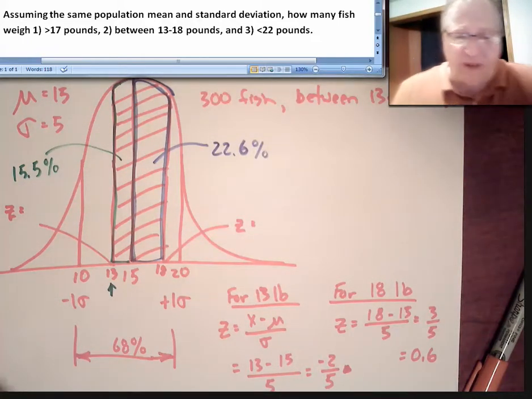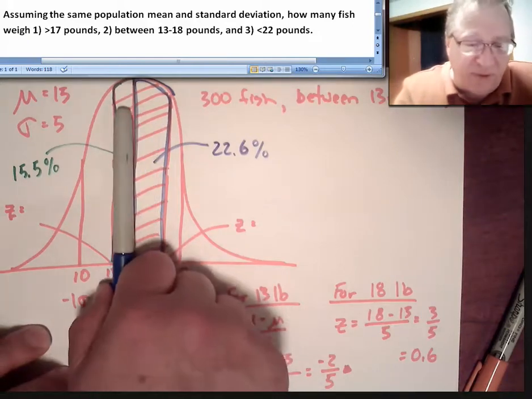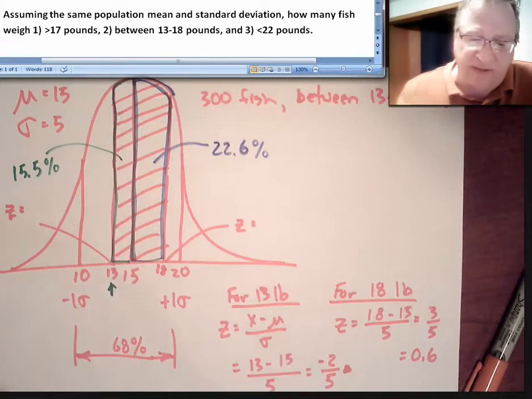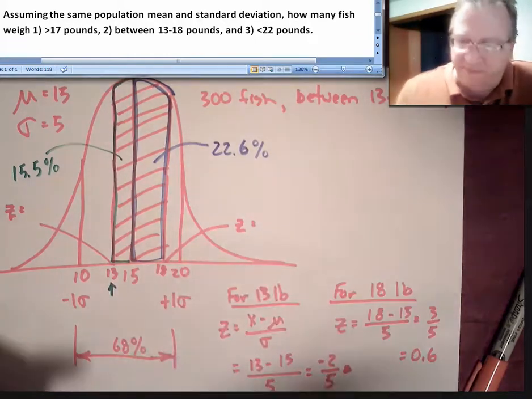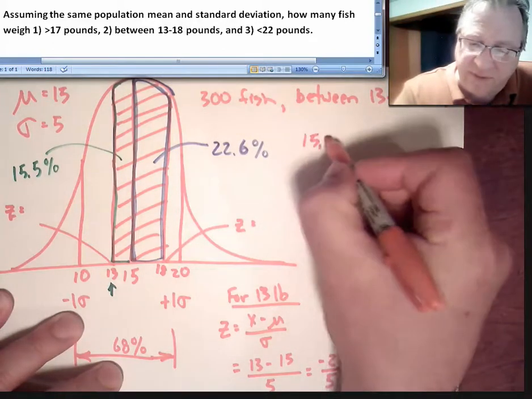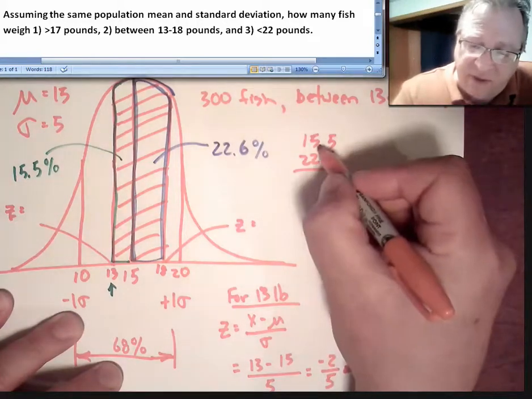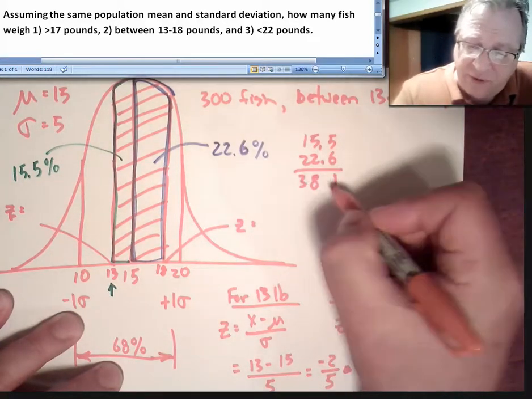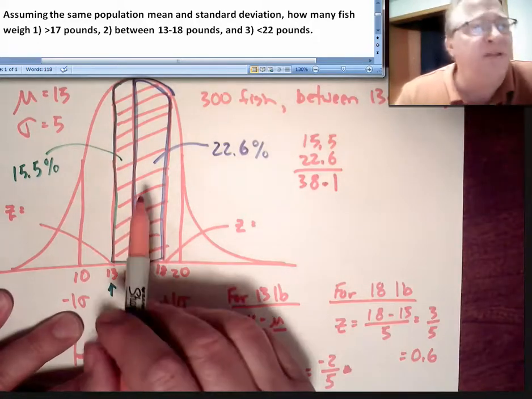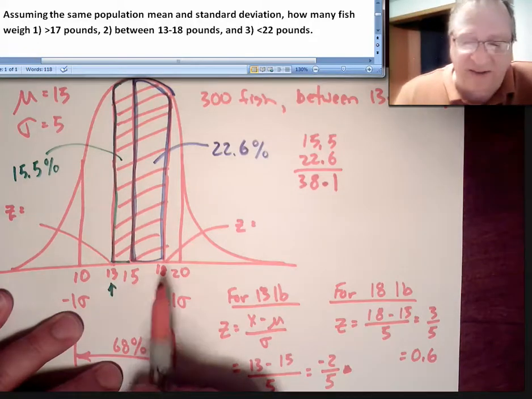Okay, well, now we know what the two slivers are. We know that this one's 22.6. We know that this one's 15.5%. We simply have to add those two together. So let's do that. We'll go back to orange. We've got 15.5 plus 22.6. That'd be 38. We've got 38% of the area under the curve is between 13 and 18.